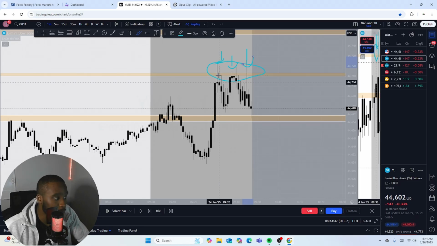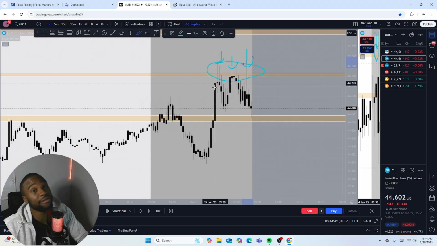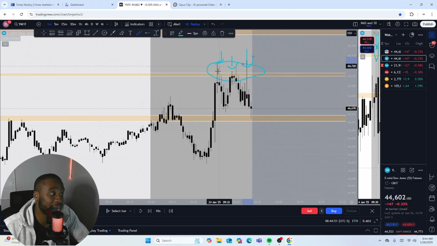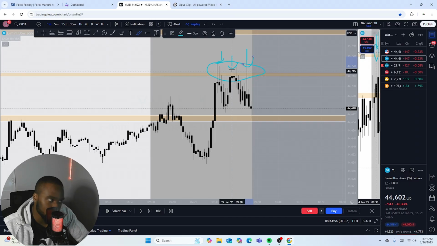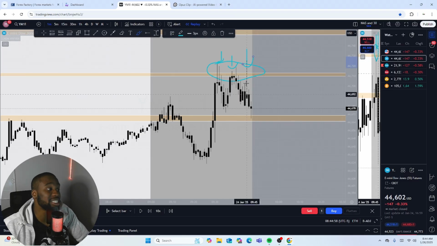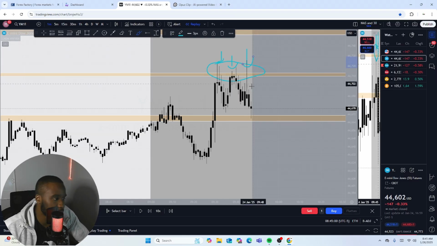You can see, boom, we had a wick. Price tried to go higher off of this big bullish engulfing candle too. Nope. The sellers are here. They brought it back down. Price tried it again. Nope. The sellers are here. Price tried again. Nope. The sellers are here. Price brought it back down.